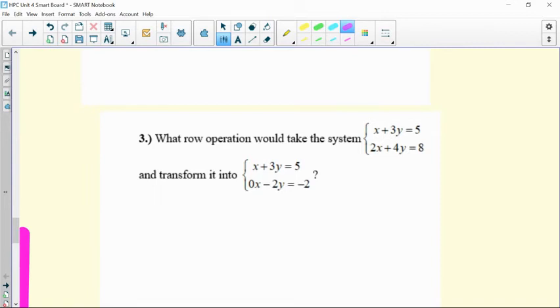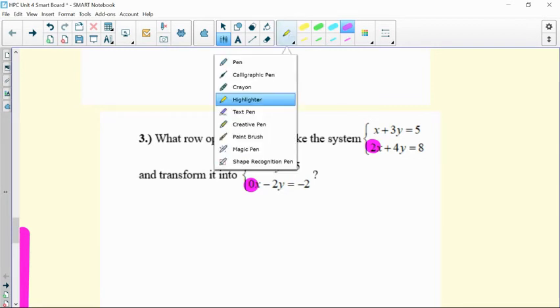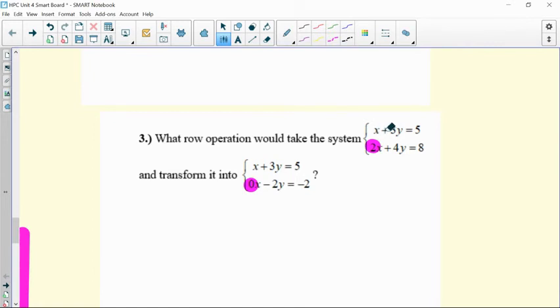Example 2 says, what row operation would take this system down to this system? There might be several things happening. I'm noticing that I want to get this 0 here, and right now there's a 2. I also notice that the first row isn't changed. So what I might be thinking about is, is there something I can multiply row 1 by, so that when I add it to row 2 and then put it back into row 2, I get a 0?